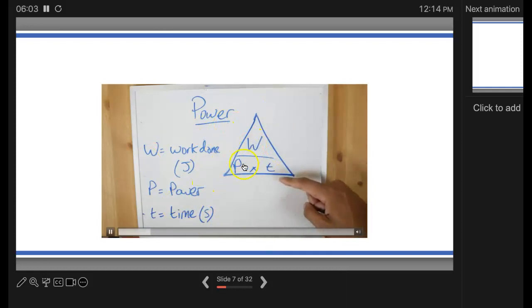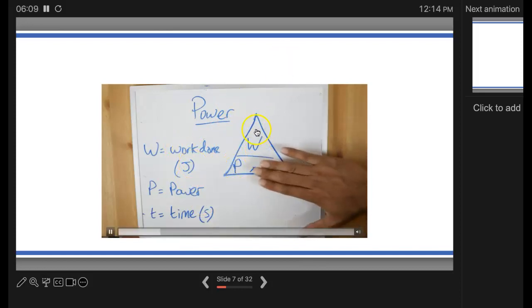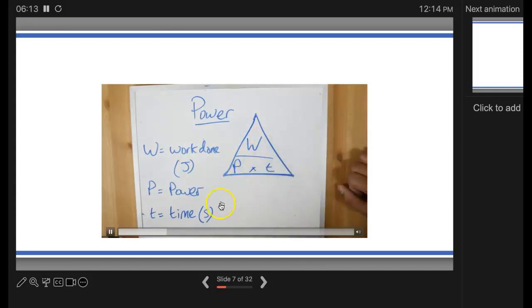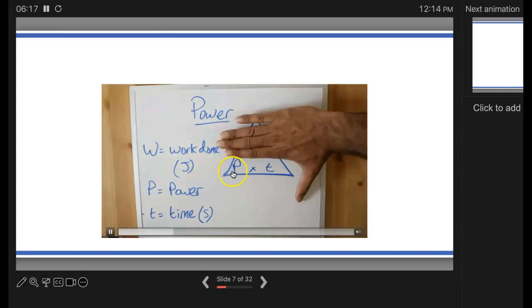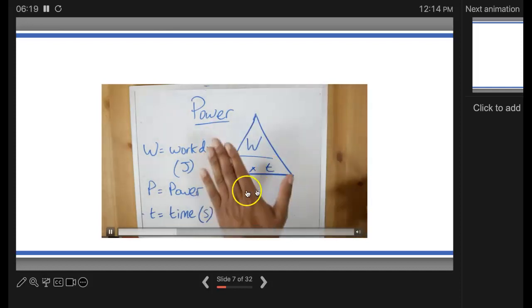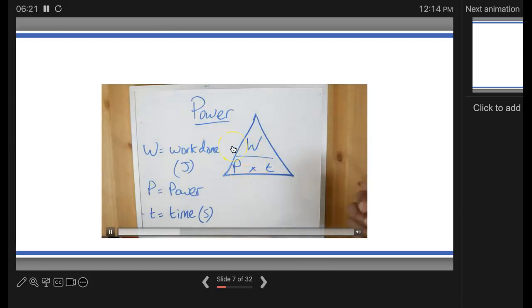So I've always done the triangle pyramid for other ones. Work is power times time, and then when you take one out, power is work divided by time, and vice versa.